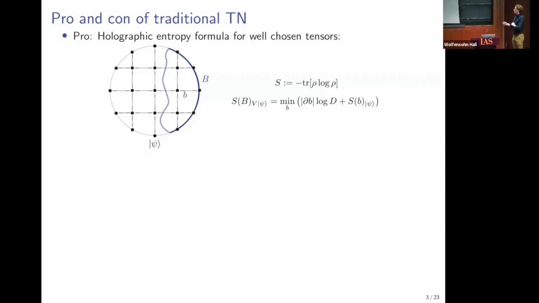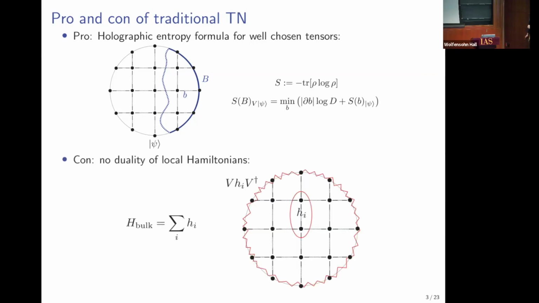This is indicating that psi was the bulk state. And so this is indicating that we're computing the von Neumann entropy of this region little b in that bulk state. Good. That's a pro. It's one reason why people like tensor networks at all. But there's a con, and I'll try and explain this con as succinctly as I can.